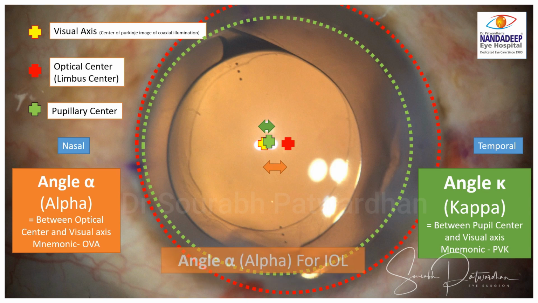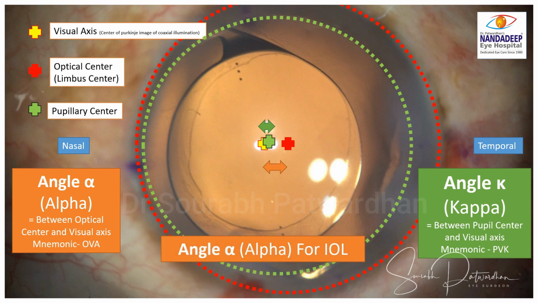For premium IOLs like trifocals and EDOF IOLs, we want the center of the IOL to match the visual axis, and for that angle alpha is more relevant, because we take the limbus as the reference during cataract surgery. As the pupil gets dilated during the surgery, it's very difficult to track the center of the pupil in most cases, as when it dilates, its center may shift. So angle alpha for cataract surgery and for IOL placement.